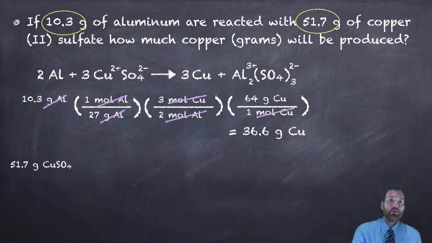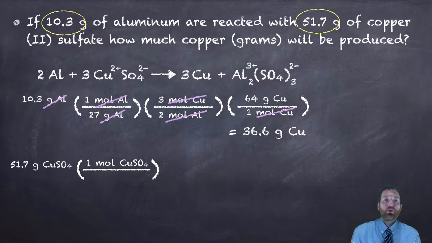Not done yet. We need to do the exact same process with the other piece of information that they give us, the 51.7 grams of copper sulfate. Okay, so 1 mole of copper sulfate weighs 160 grams. You need to look up each element on the periodic table and record it in some kind of table, or you might be able to do this in your calculator, but you'll get 160 grams if you did it correctly.